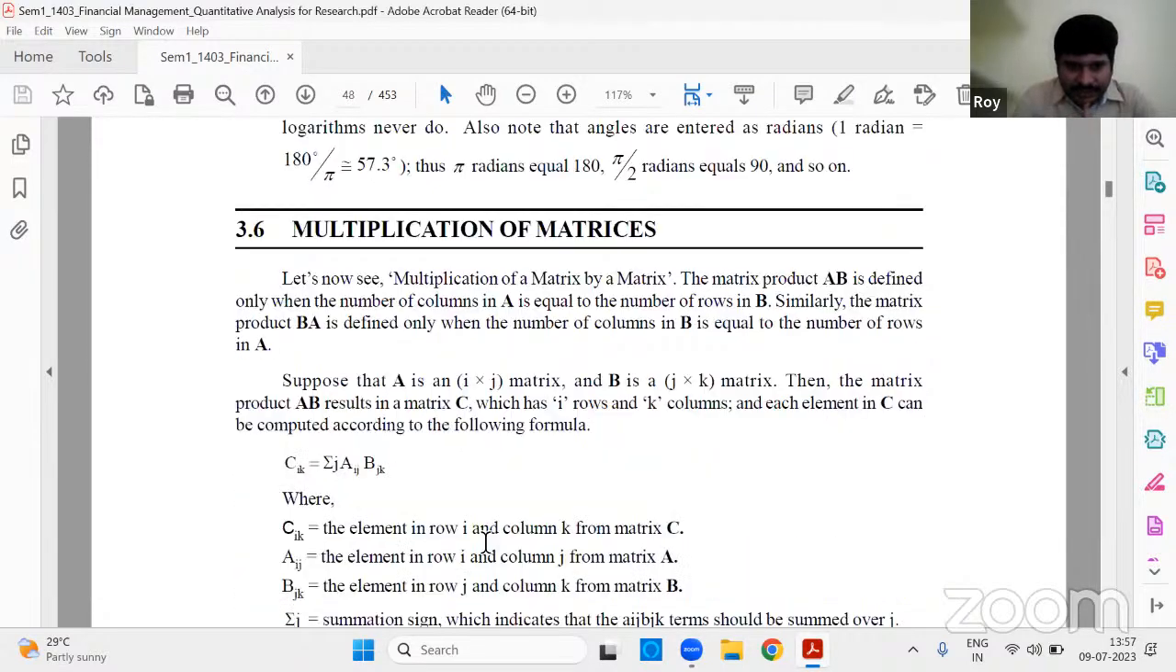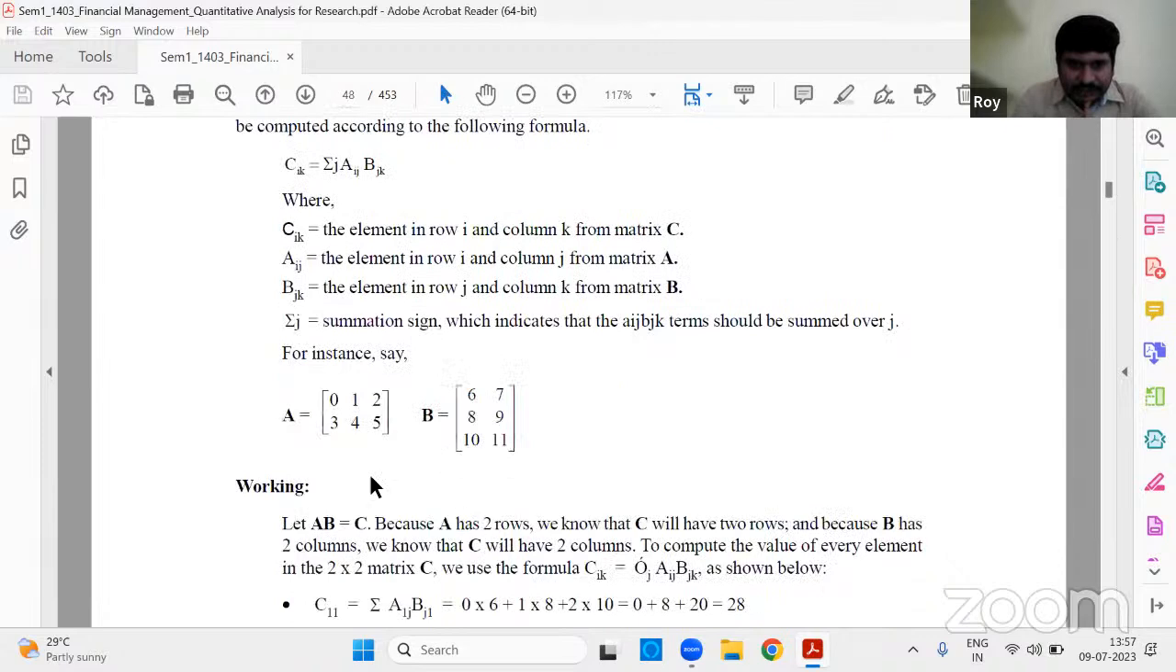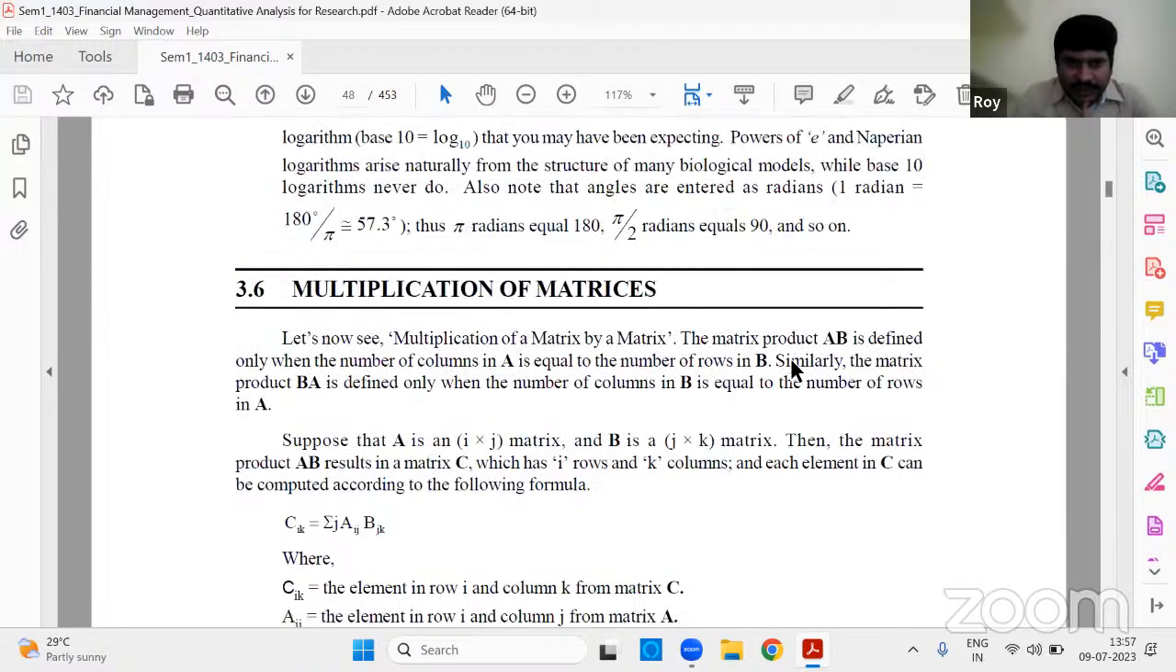Multiplication of the matrix. How we can do that? Multiplication of the matrix: product of A and B is defined only when the number of columns in A is equal to the number of rows in B. This is different. See, plus, minus, of course, easily we can do that, but A minus B is not equal to B minus A. That we need to understand. I think we know that, right? It's common sense to understand that.